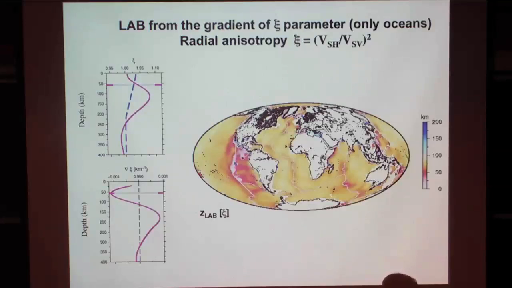So the same approach as for VSV, but applied to the radial anisotropy. But not directly related to temperature, for example? No. There is no hypothesis. It's only measurements, and we derive the map of this gradient here.